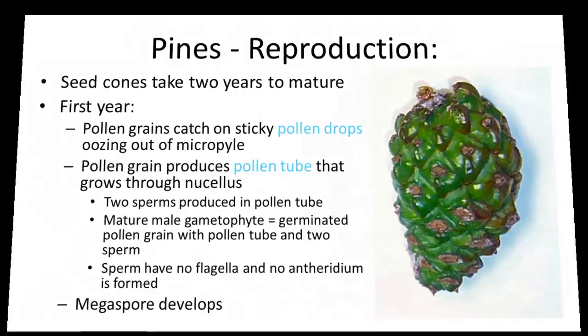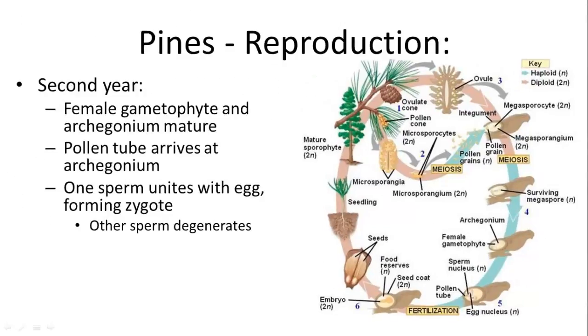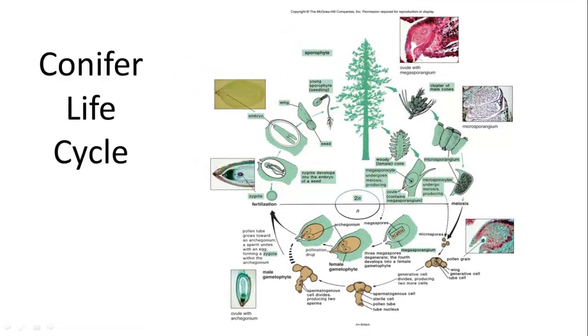The megaspore then develops. The second year, the female gametophyte and archegonium mature. The pollen tube arrives at the archegonium, and then only one sperm survives and unites with the egg. The other one degenerates. The embryo is then nourished by the female gametophyte, and the integument then becomes the seed coat. So this is the life cycle then of the pines.